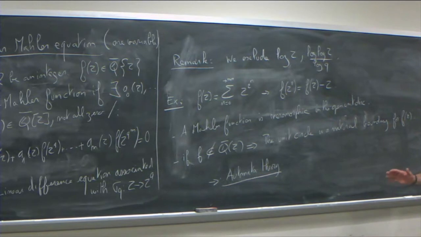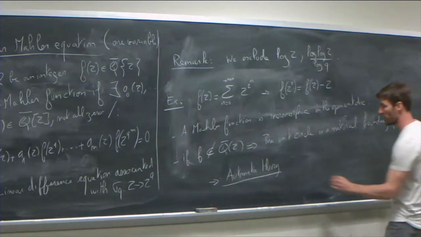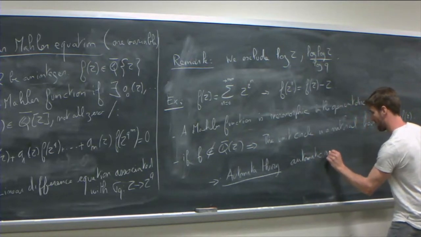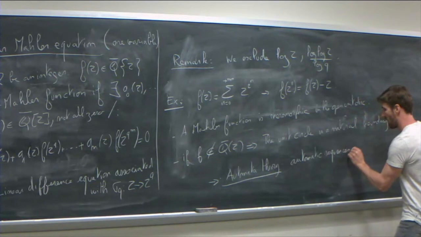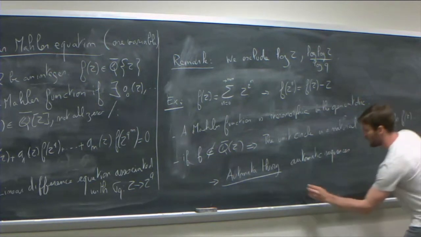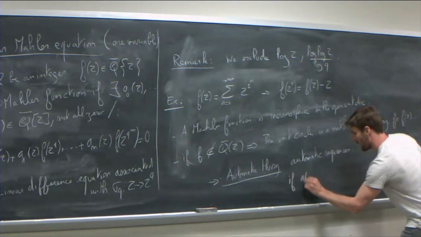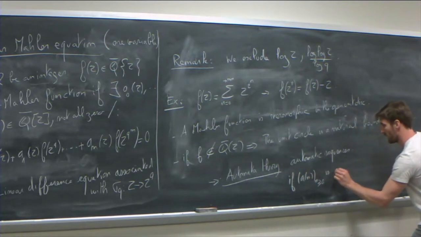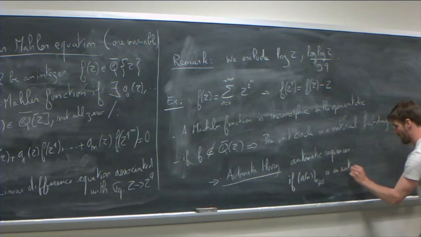So just to say briefly, finite automata are machines with a finite number of states that can be used to define some sequences taking values in a finite alphabet, and they are called automatic sequences.